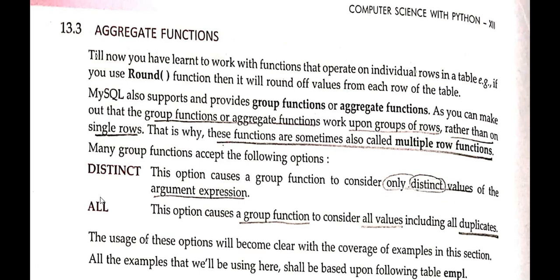If you are using the ALL keyword, then obviously duplicate entries are allowed. If there are duplicate entries in the database and you are using ALL, then the duplicate data will be reflected in the output also. But if you are using DISTINCT, then the duplicate entries will not be allowed. Only the unique entries will be acceptable.